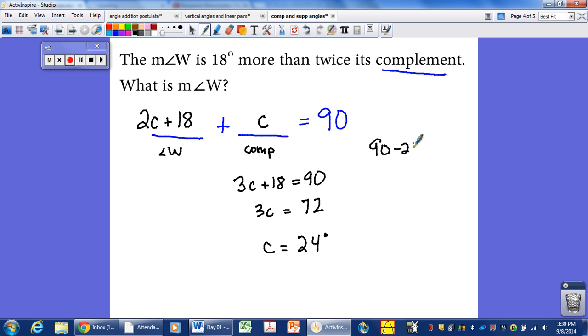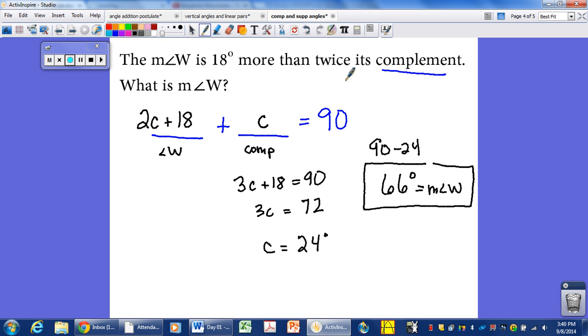90 minus 24 happens to be 66 degrees. I hope. Yes, 66 degrees. So that is the measure of angle W. We could have plugged 24 back in here, 2 times 24 plus 18. Or, because we know the complements sum to 90 degrees, if this is 24, the other has to be 90 minus 24. So W is 66.